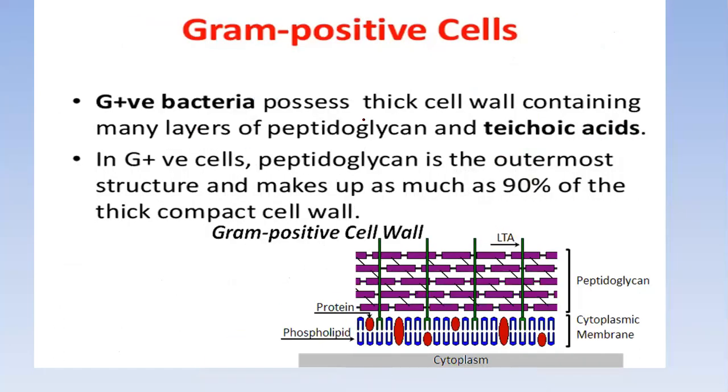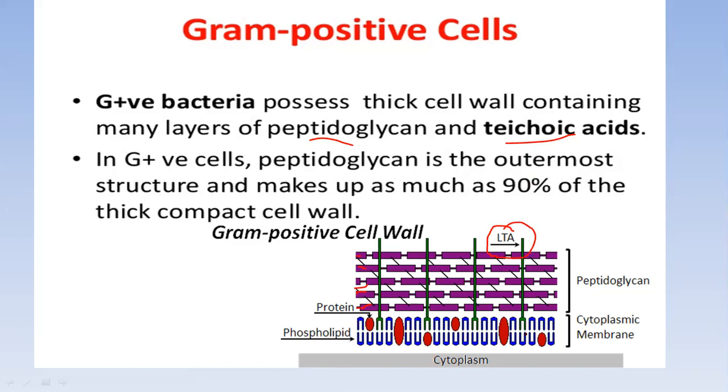Gram-positive bacteria possess a thick cell wall containing many layers of peptidoglycan. You can see here the inner layer, the phospholipid layer. These are the carrier proteins. Then you can see 1, 2, 3, 4, and 5: many layers of peptidoglycan. And very, very important is the teichoic acid, or lipoteichoic acid.